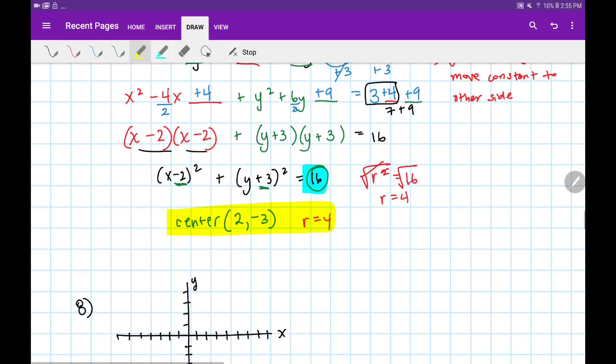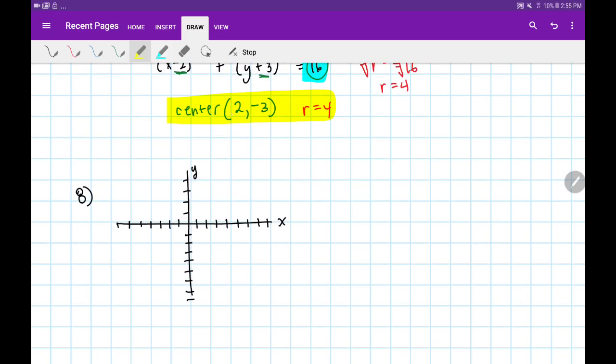Now number 8. Super easy. We just have to plot it. Let's go to our center first. Go to positive 2 on the x, negative 3. Draw a point. And now we have to count 4 in each direction. So if I go up, 1, 2, 3, I'll get a point over here at 2, 1. If I go over 4, I'll get a point here at what looks like 6, negative 3. I'll go 4 down. That'll take me to negative 7. And I'll go 4 back, 1, 2, 3, 4, which will take me to negative 2 on the x.